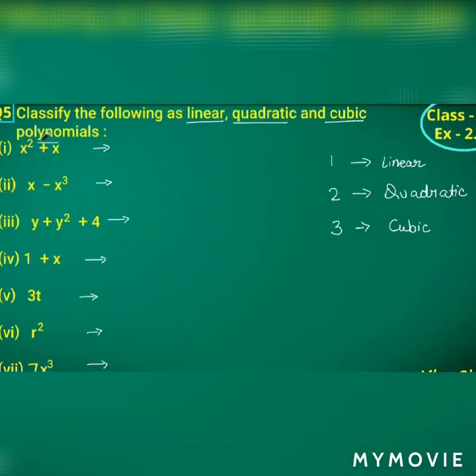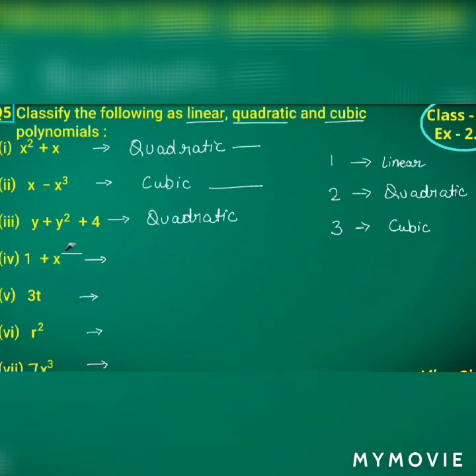So if you observe the first one here, x square plus x. So the highest degree is what here? 2. So it is quadratic. x minus x power 3. So here the highest degree is 3, which is cubic. Directly we can write only by looking at the power of the variable. So y plus y square, that is y power 2. Again it is quadratic. In the same way 1 plus x, x power 1.